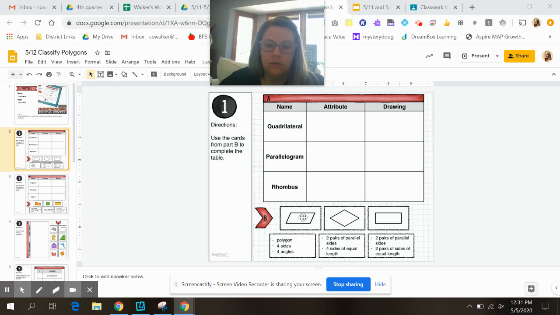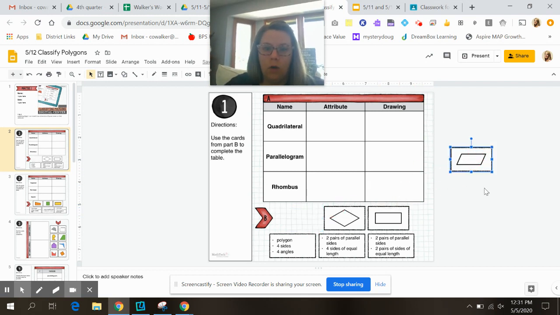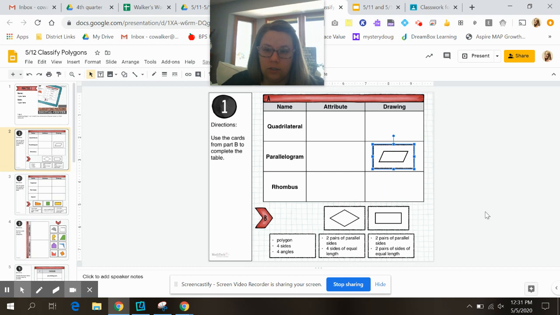So let's look at this. We have this shape right here. Is that a quadrilateral, parallelogram, or a rhombus? It's a parallelogram. So I'm going to move that to the drawing section.